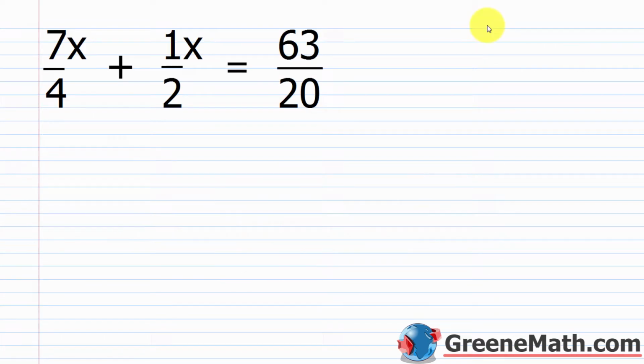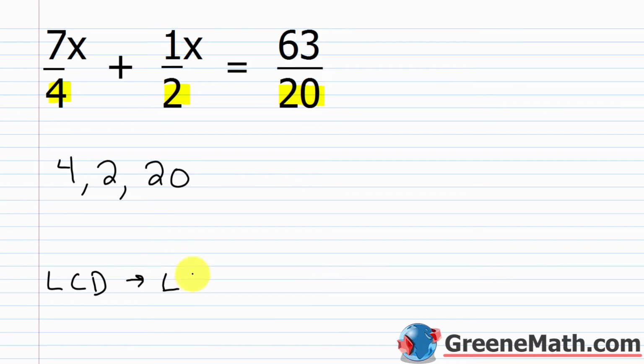So, for example, we have 7/4 x plus 1/2 x equals 63 over 20. What you'll do is look at all your fractions. So here's a fraction, here's a fraction, here's a fraction. I want you to look at the denominators of each fraction. So you have a 4, you have a 2, and you have a 20. Those are my denominators, and we want the LCD. Remember, the LCD is equal to the LCM, the least common multiple of the denominators. So what is the LCM of 4, 2, and 20?